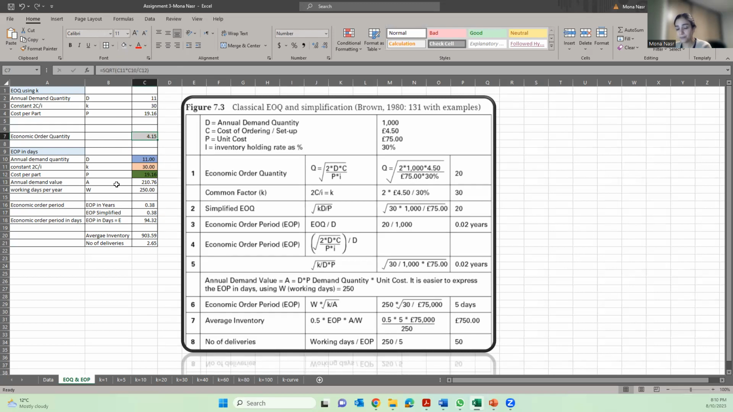After that, you should calculate EOP here. EOP in years.